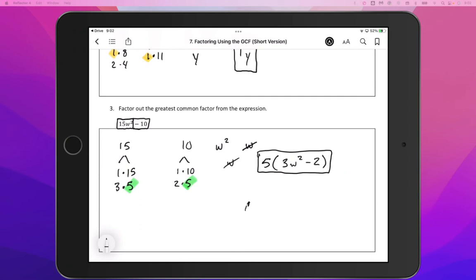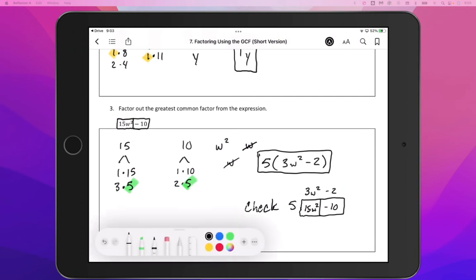And a way to check that, it's nice that we have the ability to check these. We can do the distributive property, and for the distributive property, I like to use this thing. I call it a box method, as opposed to the arrows. And so we would multiply 5 by 3w squared and the negative 2. And we can check and see if we get the same thing that we started with. So 5 times 3 is 15, w squared, and 5 times negative 2 is negative 10. And so we do get 15w squared minus 10 if we go ahead and multiply it out, which is equivalent to what we started with. So this 5 times the quantity 3w squared minus 2 is what the factored form of this expression would look like.